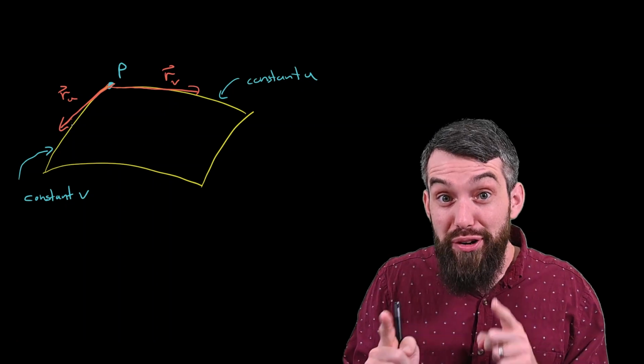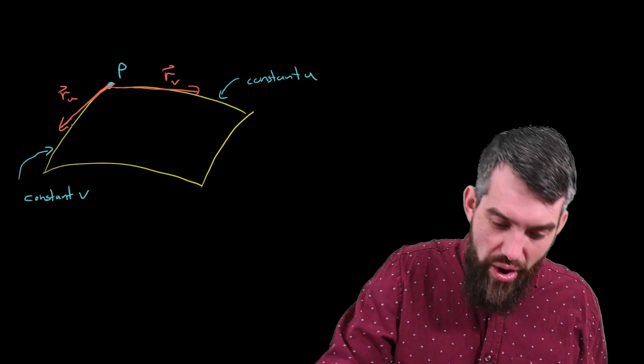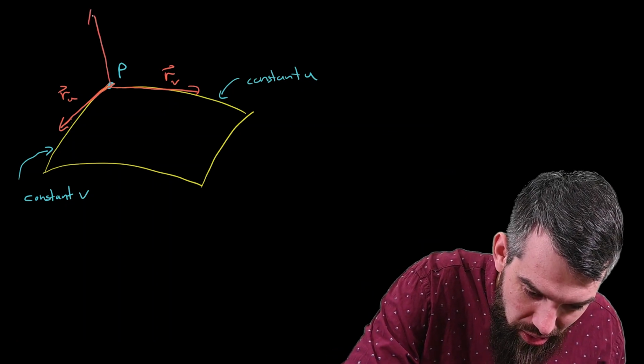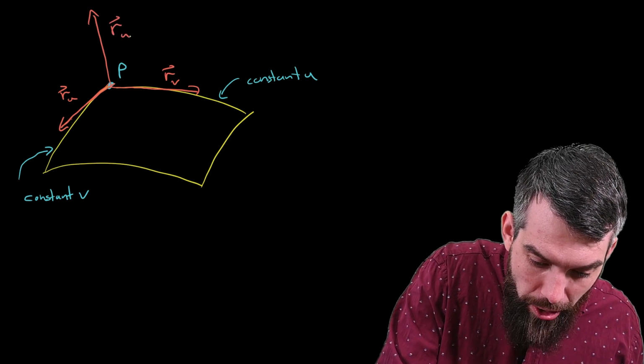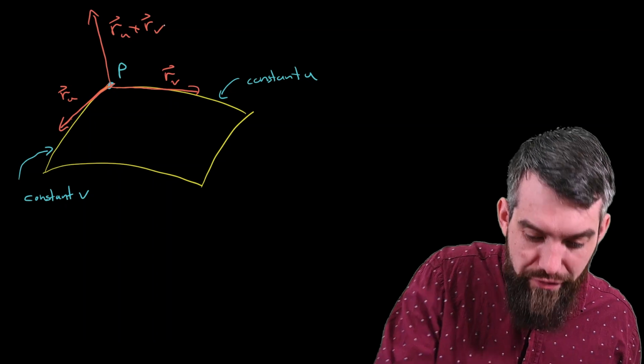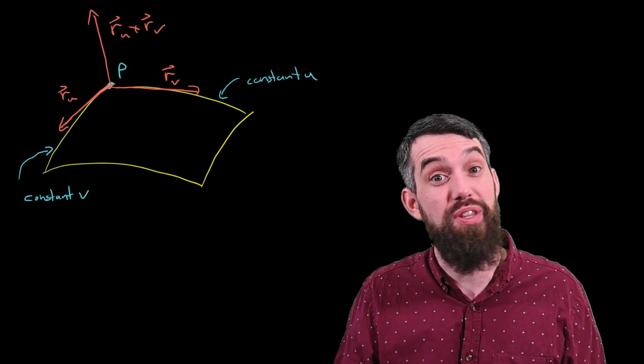Okay, now I'm going to draw a third vector. I've got R_U and I've got R_V, so it's quite natural to create a third vector, and this is the vector R_U cross R_V. It's the cross product of these 2 vectors.